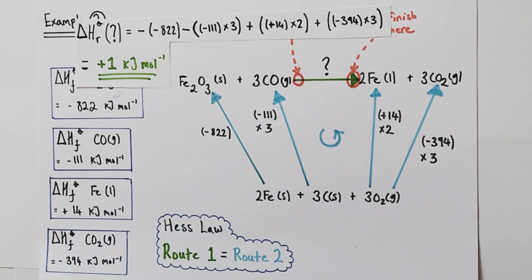The sum of all those various enthalpy changes equals plus 1 kilojoule per mole, which means that route 2's enthalpy change is plus 1 kilojoule per mole. And because of Hess's law, route 2 is equal to route 1, we can assume that this enthalpy change is also plus 1 kilojoule per mole. So we have just found our missing enthalpy change for the route we didn't initially know.